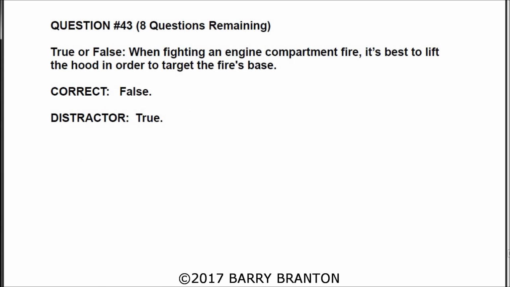Question number 43. True or false? When fighting an engine compartment fire, it is best to lift the hood in order to target the fire's base. The correct answer is false. Lifting the hood would permit more oxygen to feed the fire, hence you would have more of a fire. So leave the hood down, and possibly in lifting it up you could burn yourself. So be very careful, and let's get to the next question.